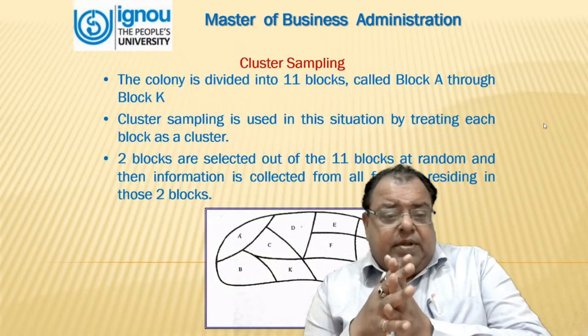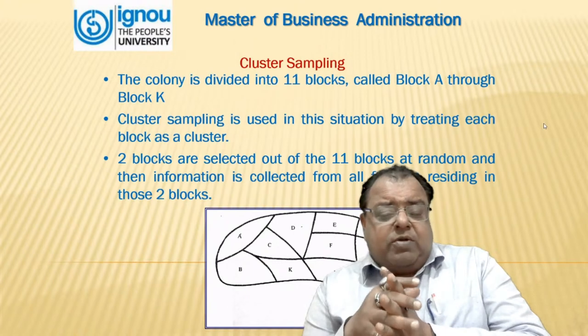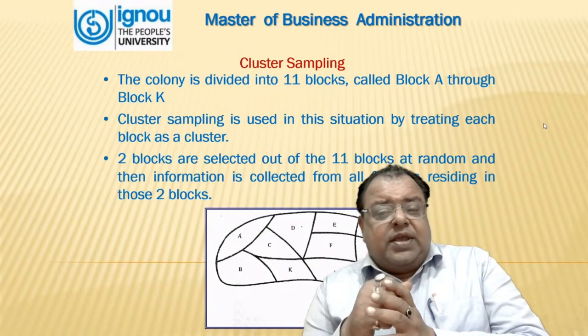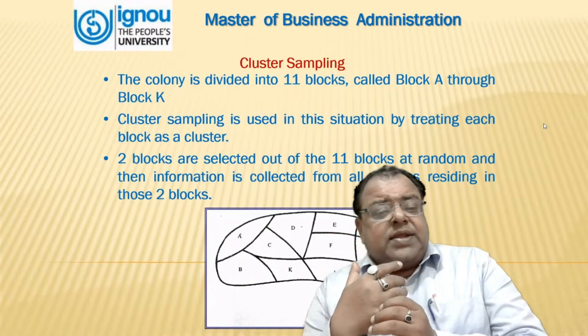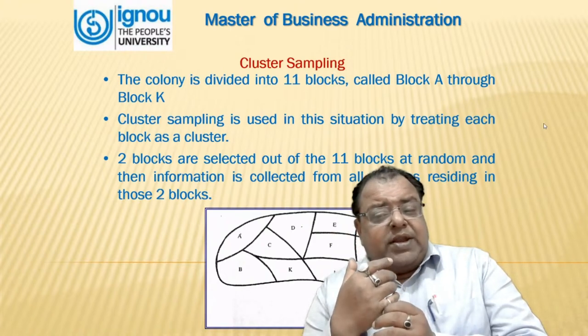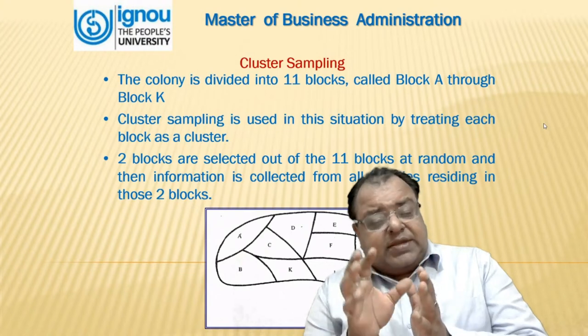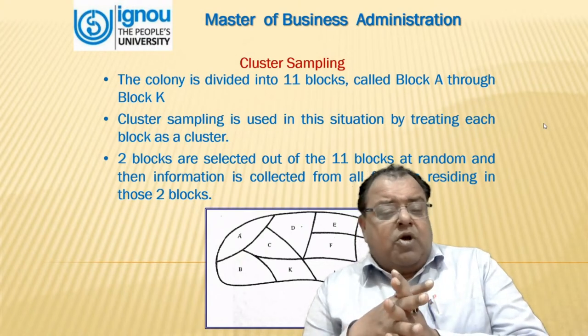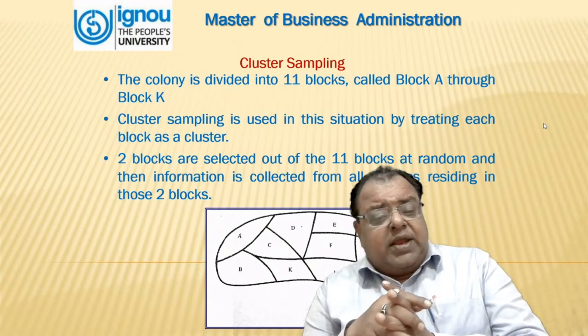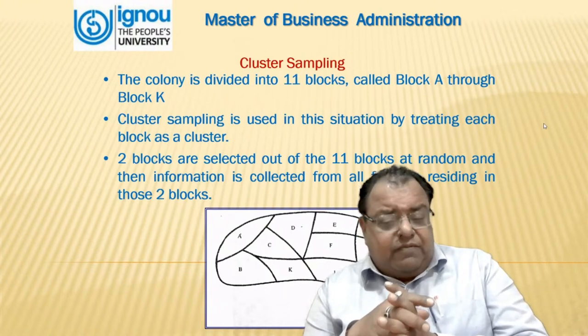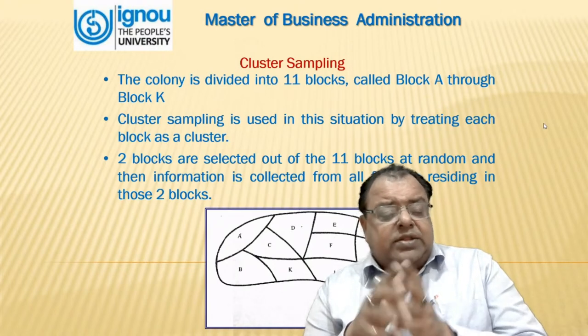Cluster sampling. A colony is divided into 11 blocks, called block A through block K. Cluster sampling is used in this situation by treating each block as a cluster. 2 blocks are selected out of the 11 blocks at random, and information is collected from all families residing in these 2 blocks.